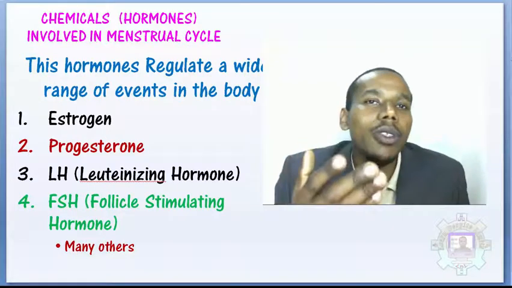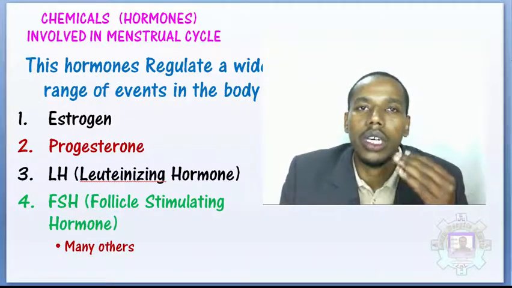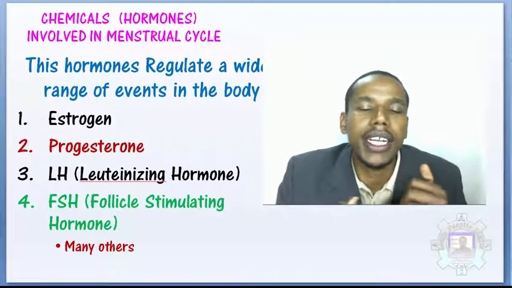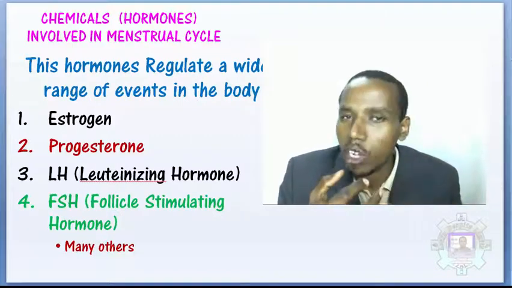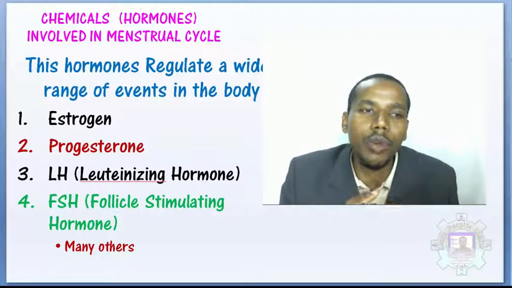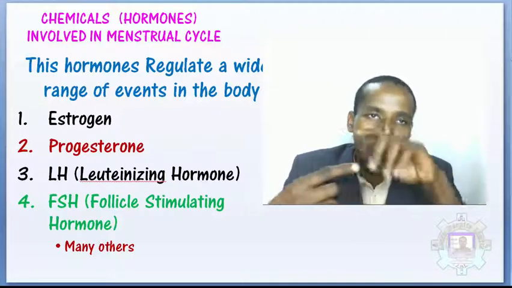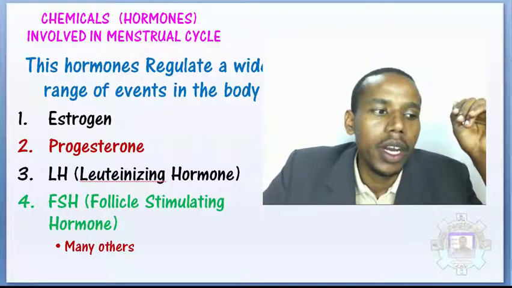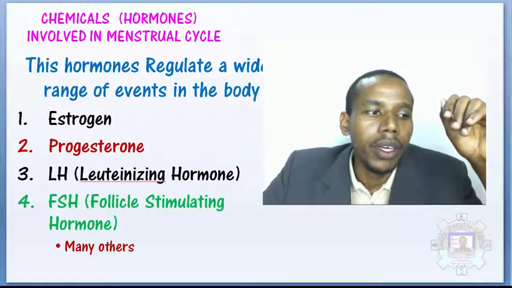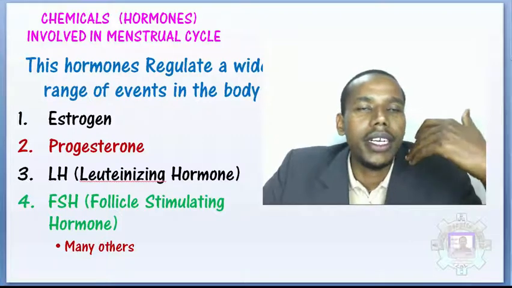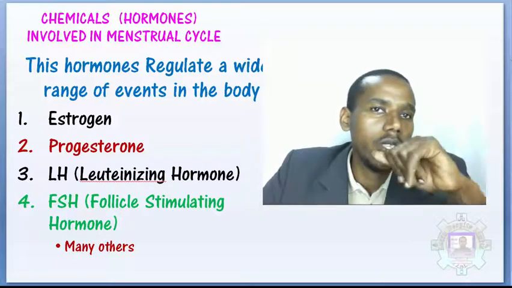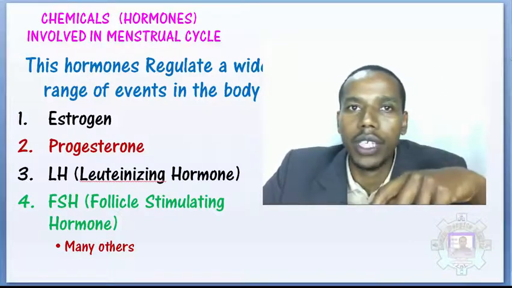There are several hormones which usually control the menstrual cycle, such as estrogen, progesterone, luteinizing hormone, follicle stimulating hormone, and many more other hormones. Apart from that, so let's check these 3 phases of menstruation or menstrual cycle.